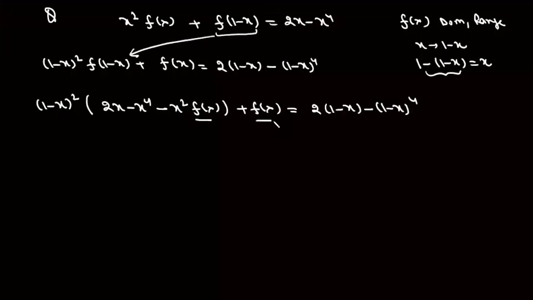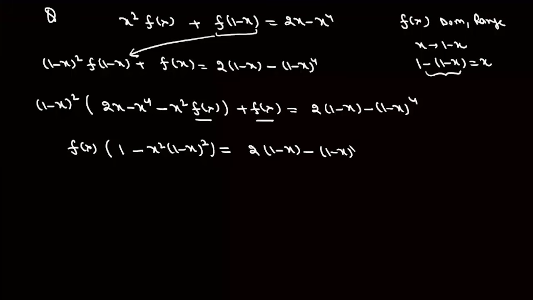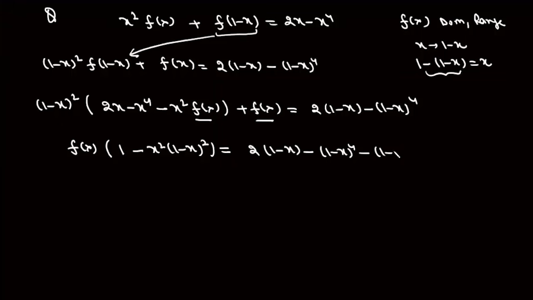So we'll take terms of f(x) together. So we can write f(x) into, and this is (1 minus x) whole square, and here will be this 2(1 minus x), (1 minus x) to the power 4 minus (1 minus x) whole square, (2x minus x to the power 4).